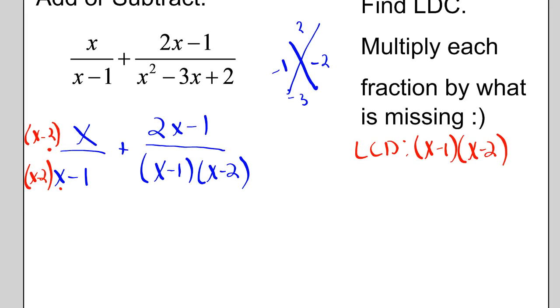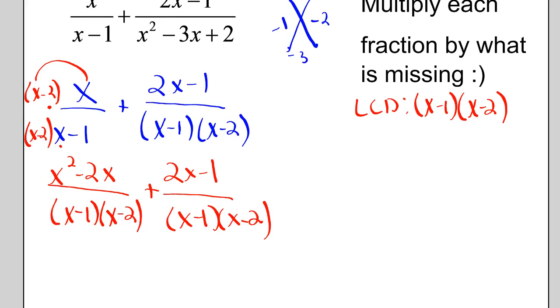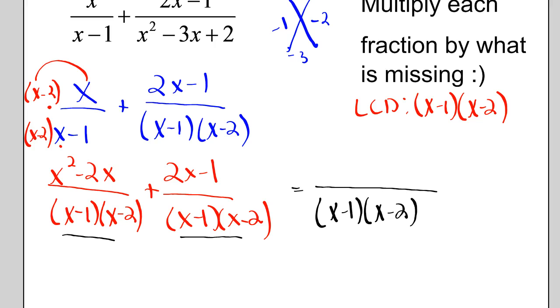So now what I'm going to do is multiply this out, and I get (x squared minus 2x) over (x minus 1)(x minus 2), and I'm adding (2x minus 1) all over (x minus 1)(x minus 2). Since my fractions have the same denominator, I can add the numerators. So my denominator is (x minus 1)(x minus 2), and I'm going to add my like terms.